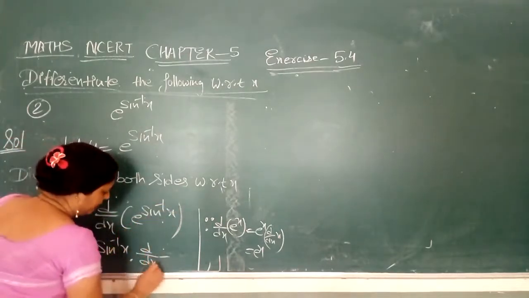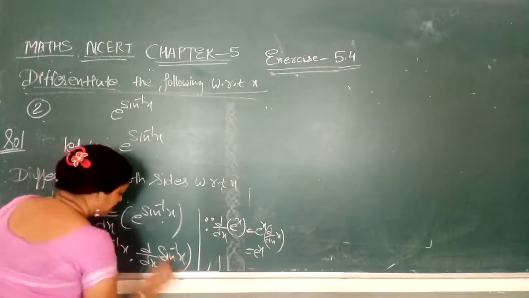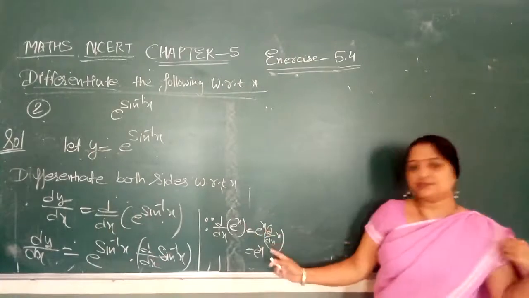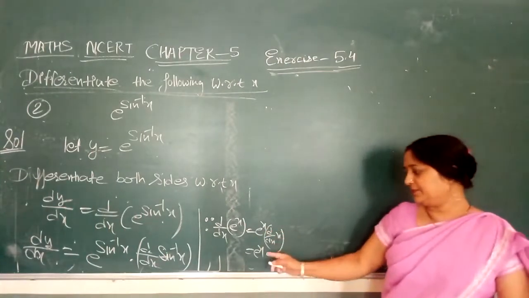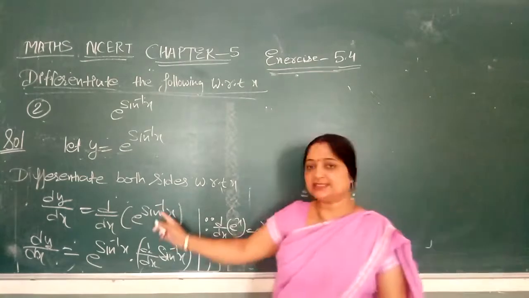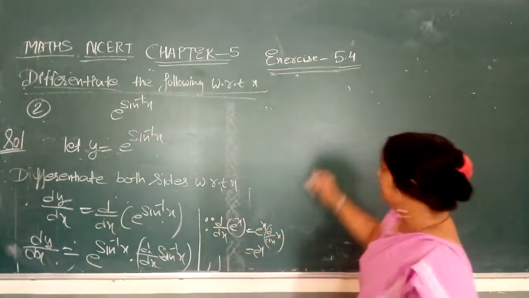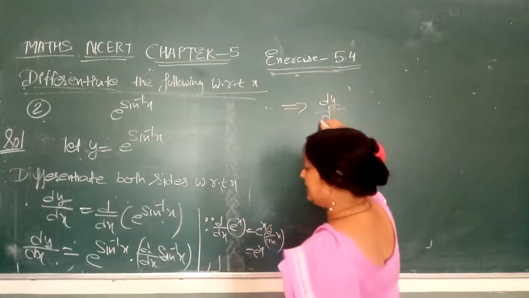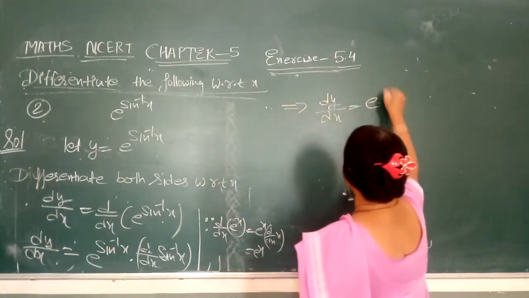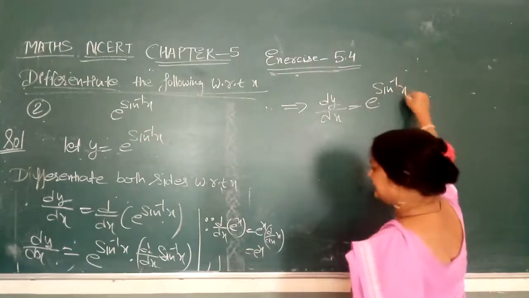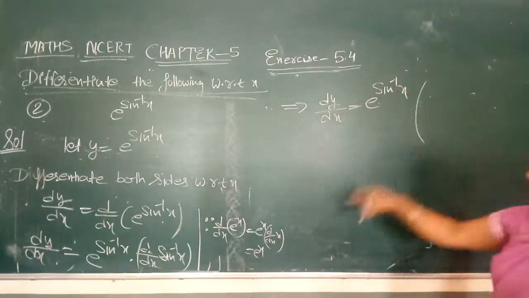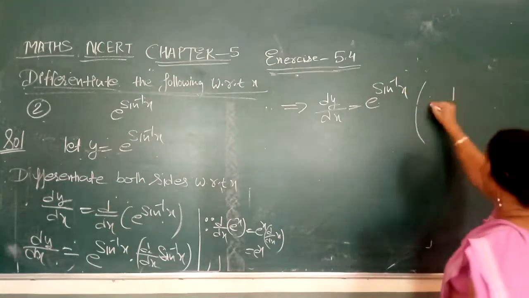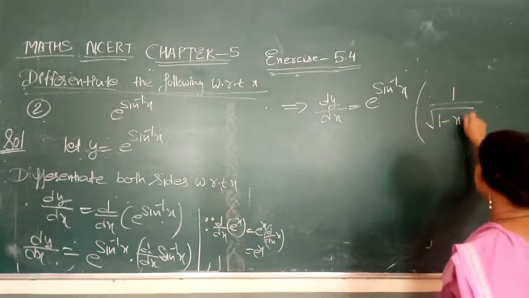So the derivative of sine inverse x, this is the chain rule. Here e is to power x, and here x is 1, so that's why it will come dx upon dx. But here x is sine inverse x, so you have to find the derivative of this term. Further, dy upon dx is equal to e raised to power sine inverse x as it is, and the derivative of sine inverse x. What is the derivative of sine inverse x? That is 1 upon root of 1 minus x square.